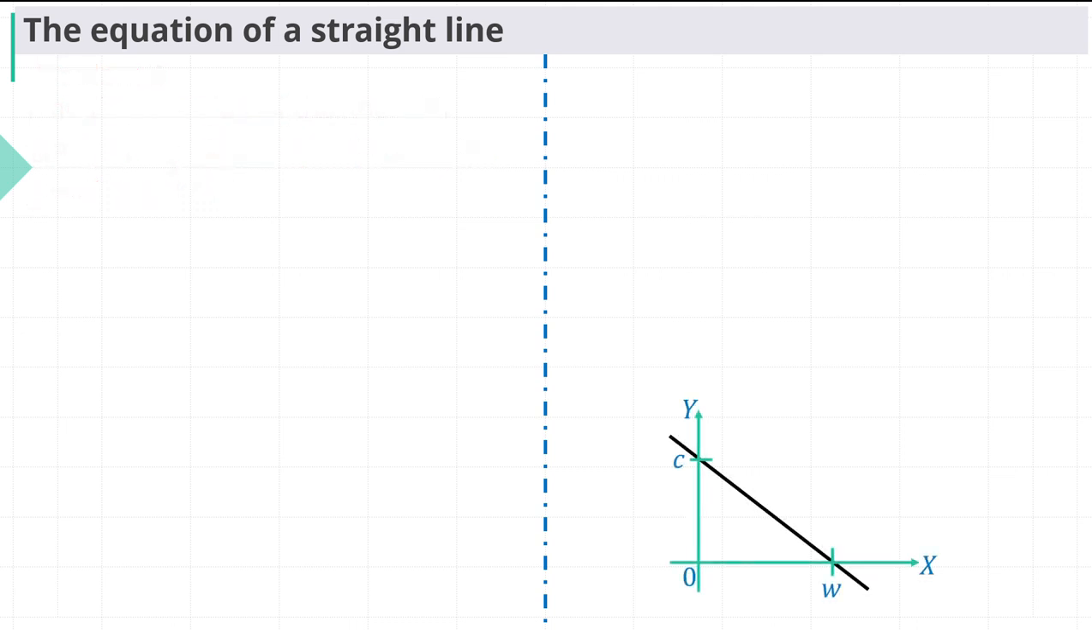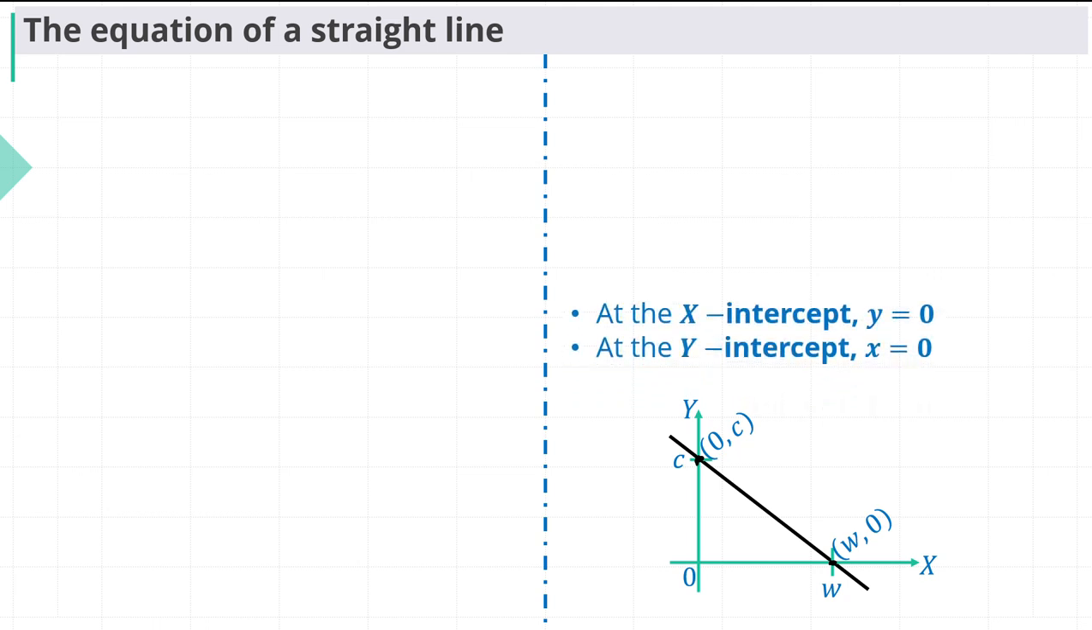Now, we have talked about the y-intercept, how that at the y-intercept, the x-coordinate is 0. What of the x-intercept? What is the coordinate of the x-intercept in the diagram here? It is going to be (w, 0). So we should know that at the x-intercept, the y-coordinate is 0, and at the y-intercept, the x-coordinate is 0.